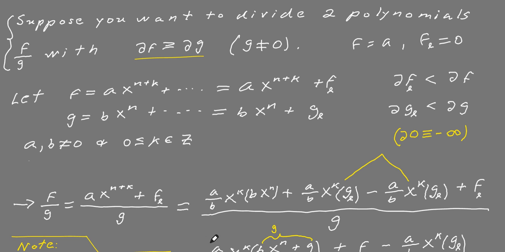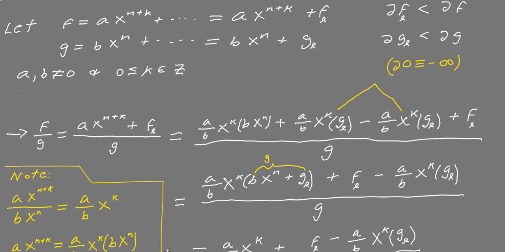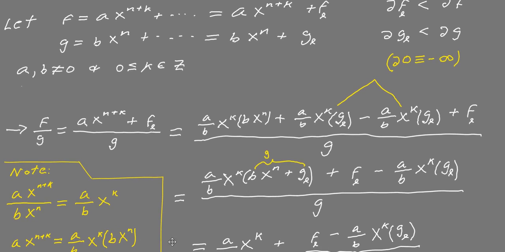So using these expressions for f and g, I can write the ratio f over g as a times x to the n plus k plus f sub l, divided by g. And then what I can do is divide the leading term in f by the leading term in g. If I do that, the x to the n's will cancel out and I'll have a over b. It'll give me a over b times x to the k.